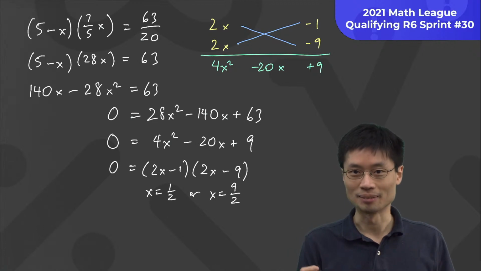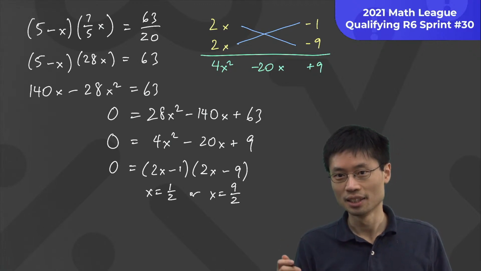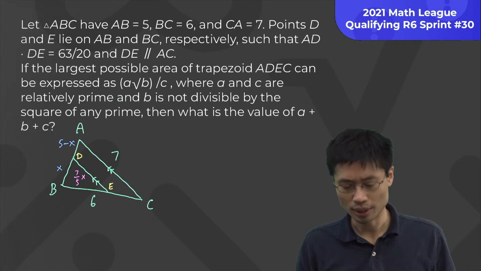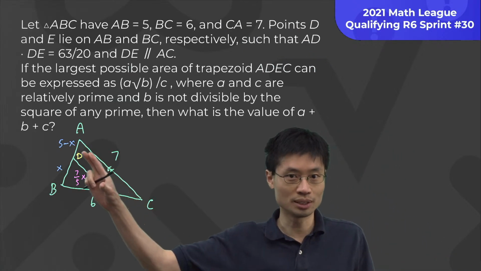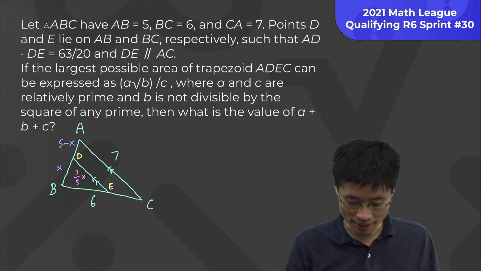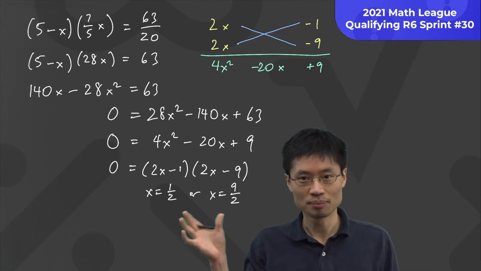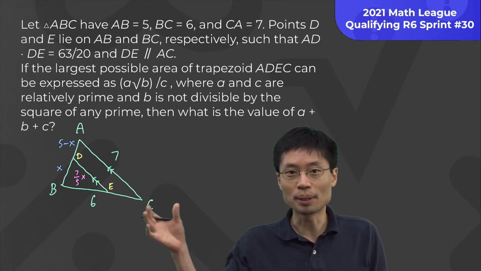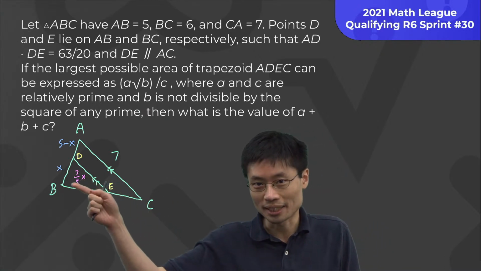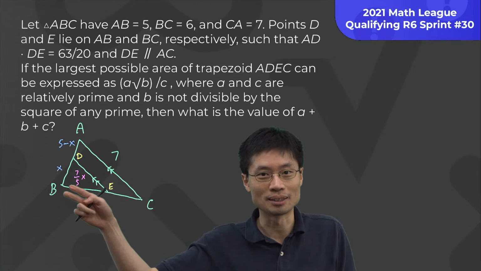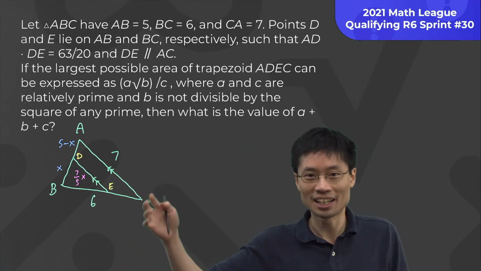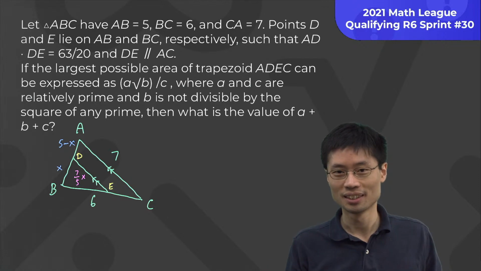Which of these is better? Well, I always want to check for bad solutions. Could it be that x is out of range? x is supposed to be between 0 and 5. And what I see here is, no, it's not out of range. Both of these are between 0 and 5. So which one do I want? Well, I want the biggest possible area. So I better choose x equals 1/2, this teeny weeny bit. So I'll have x equals 1/2, and now I just need to know what is the area of that trapezoid.